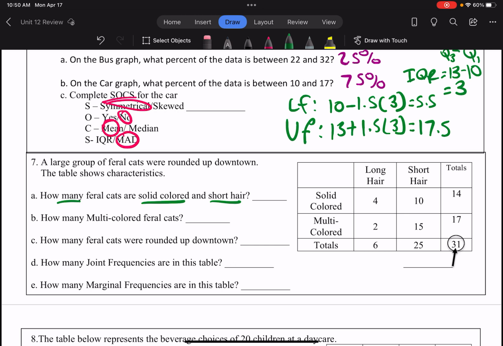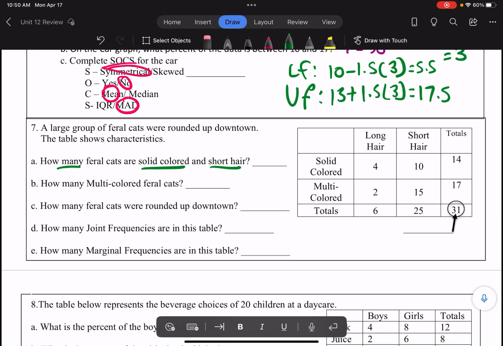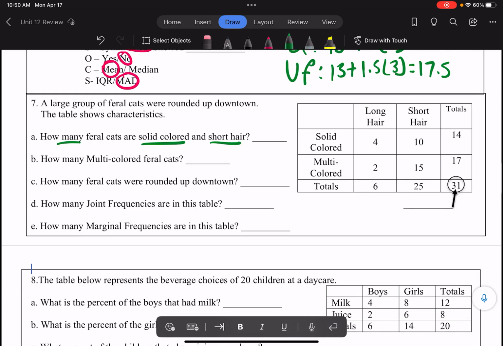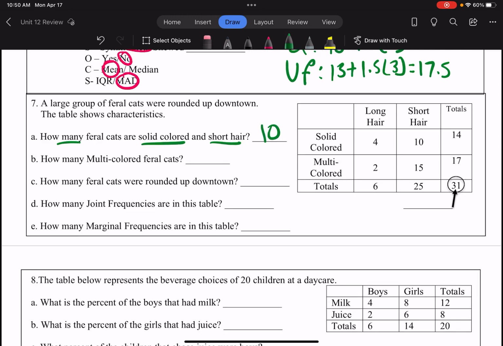So solid-colored, I know that there are 14 total there. But I want to look at solid-colored and short-haired. So there are only 10 of the total 31 cats that are solid and short-haired. Then it says how many multicolored feral cats are there. This is going to be a marginal frequency. So multicolored feral cats, there are 17 total. Then it says how many feral cats were rounded up downtown. So this is going to be our grand total, which is 31.